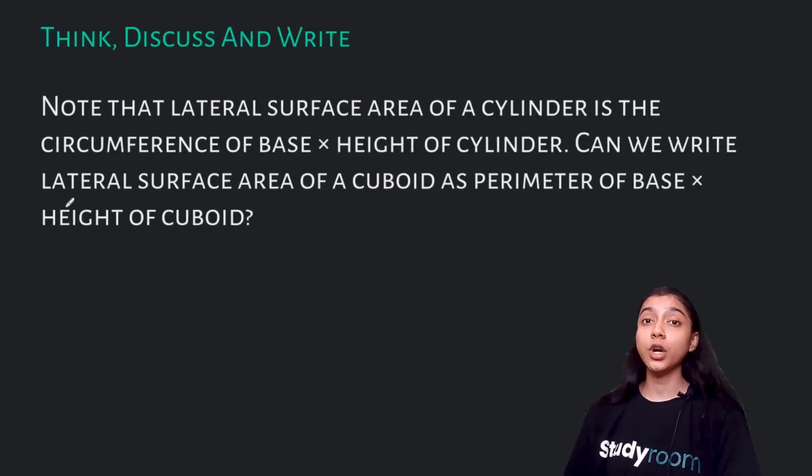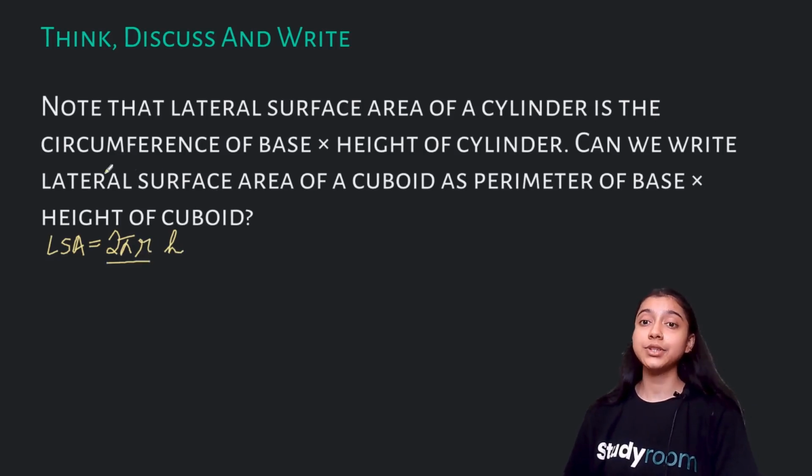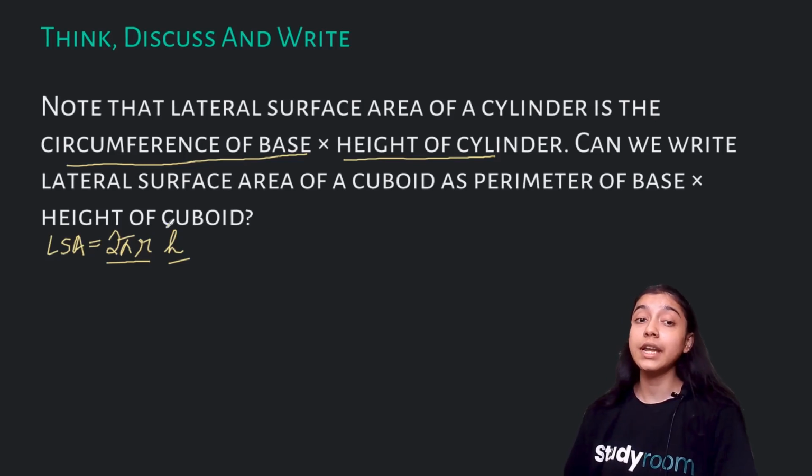Now, I taught you the formula of lateral surface area of the cylinder. Lateral surface area of the cylinder was equal to 2 pi r h. This 2 pi r is actually the circumference of the base of the cylinder and h is the height of the cylinder. So we can say the lateral surface area of a cylinder is the circumference of the base of the cylinder multiplied with height. Now let us see if this case is same in the case of cuboid also.